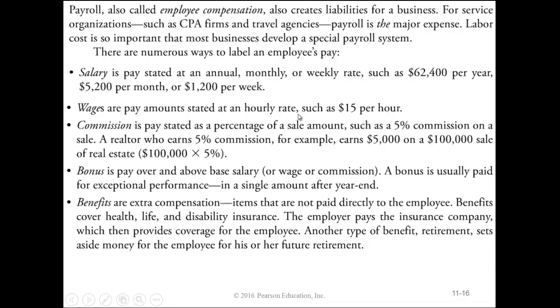Wages are stated hourly. For example, if you work at a fast food place, you might get $8 an hour or $12 an hour. Commissions typically go to salespeople, and they're more incentive based, so the more productive they are, the more they make in commissions. Sometimes employees or managers will get bonuses if they meet a certain target. For example, maybe a CEO will get a $10 million bonus if they reach a net income target.